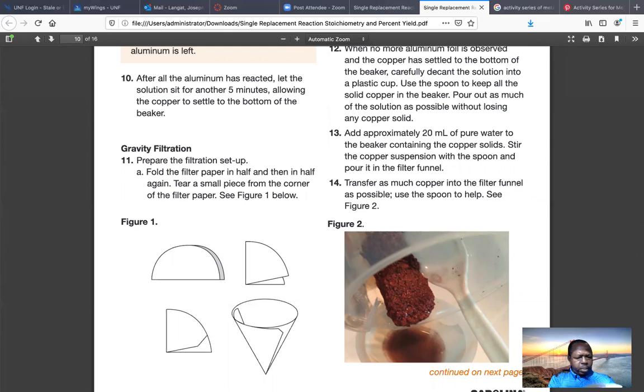All I see all the time is students struggling with how to work with the filter paper. You fold the filter paper in half like that. You see? Fold it again, and the direction is to tear one part. Whatever I tear, I will not use for filtration.